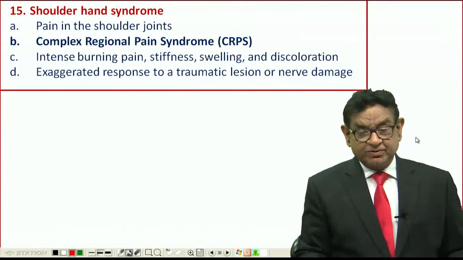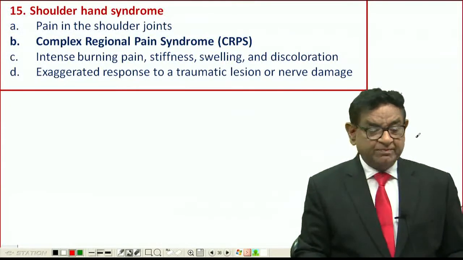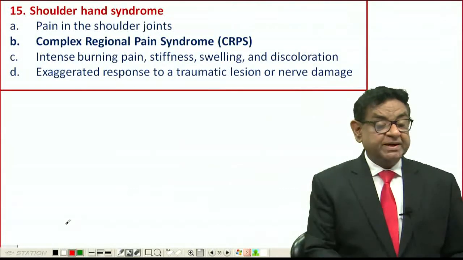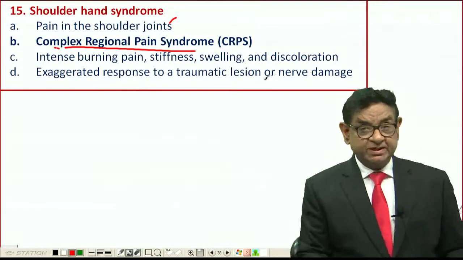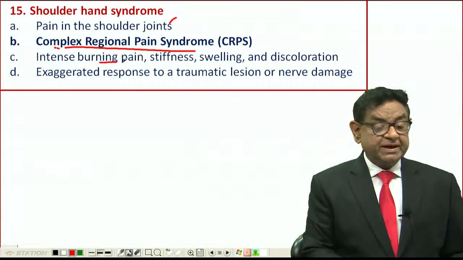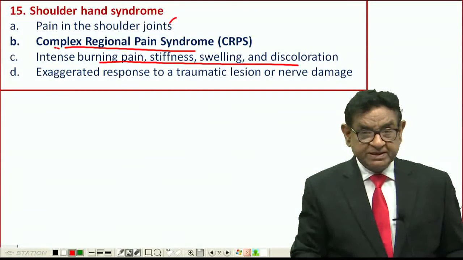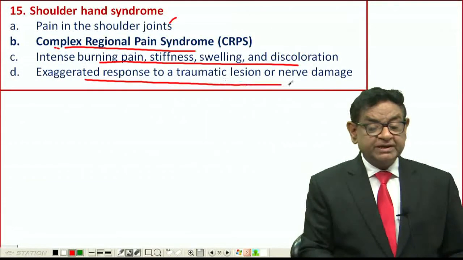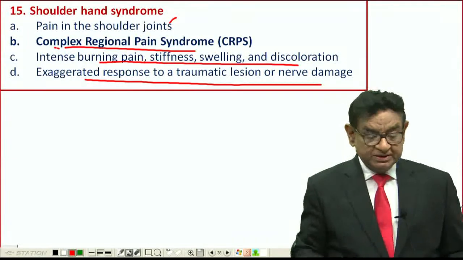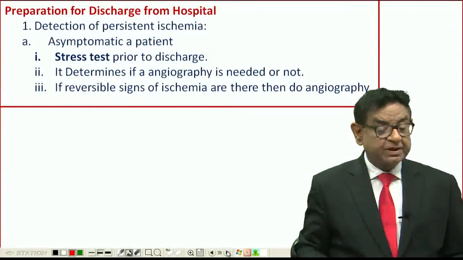Shoulder hand syndrome is one more late complication, again occurring 2 to 3 months after MI. Patients start complaining of pain in the shoulder joint. This is due to complex regional pain syndrome: intense burning, stiffness, swelling and discoloration because of sympathetic dystrophy, and an exaggerated response to traumatic lesion or nerve damage. This is shoulder hand syndrome, a late complication.